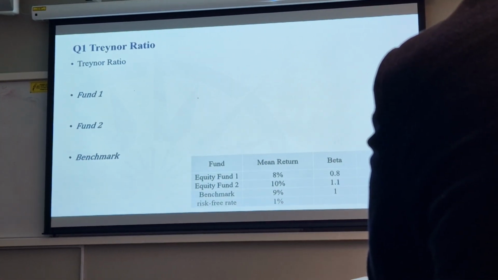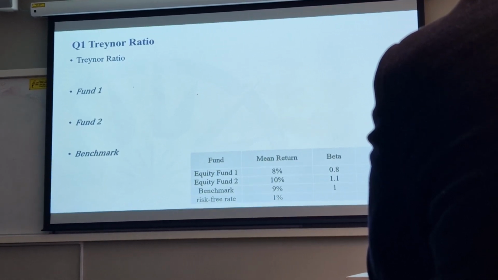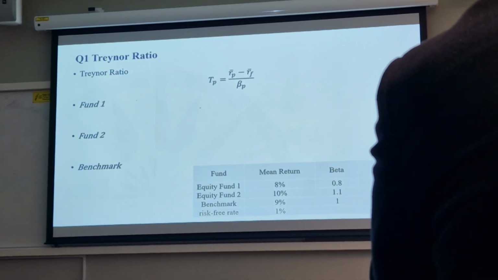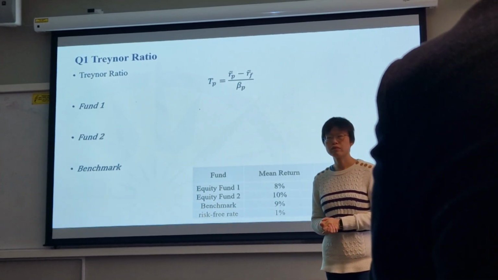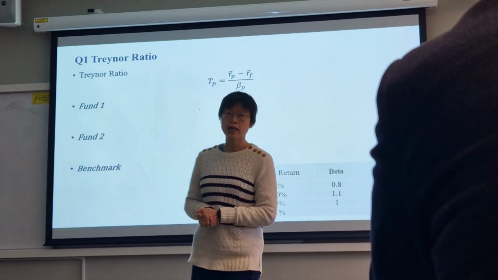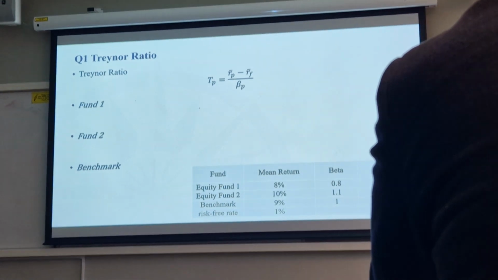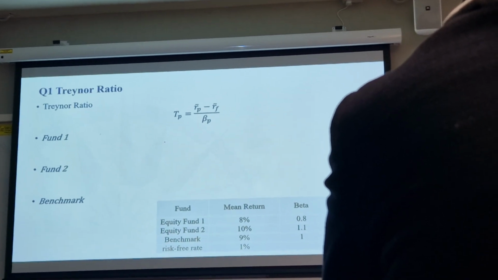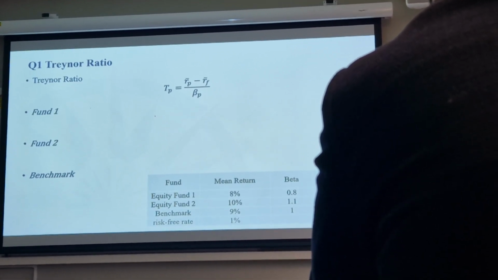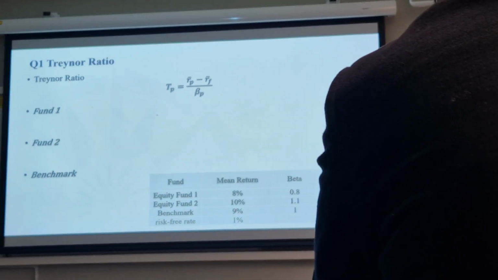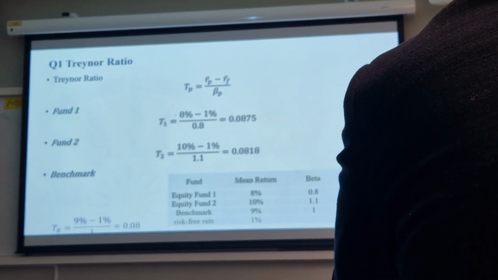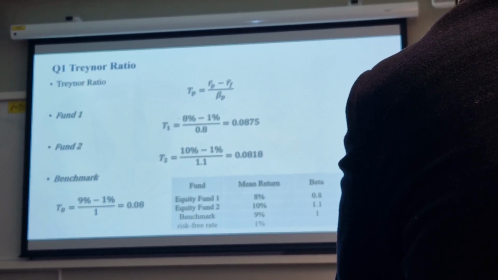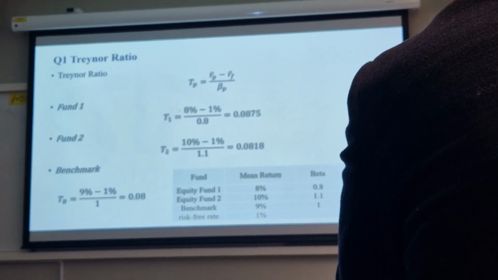Then the Treynor ratio. The Treynor ratio is basically a ratio to measure the reward after undertaking the market risk. So the Sharpe ratio is reward to risk, where that risk is the total risk, and here it is the systematic risk. Since the market beta is 1, the Treynor ratio for the benchmark is just the excess return of that market. Again, plugging in the values we can get the Treynor ratio for all these funds and the benchmark. Again, the higher the better. So fund 1 performs the best.